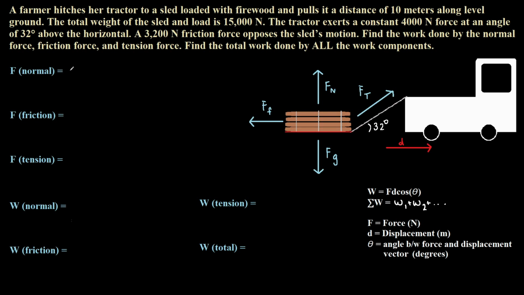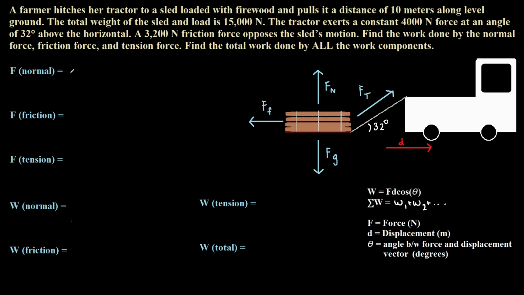In the second part of this two-part video, we're going to look at a similar but slightly different problem. In this problem, it says a farmer hitches her tractor to a sled loaded with firewood and pulls it a distance of 10 meters along a level ground. The total weight of the sled and load is 15,000 newtons.